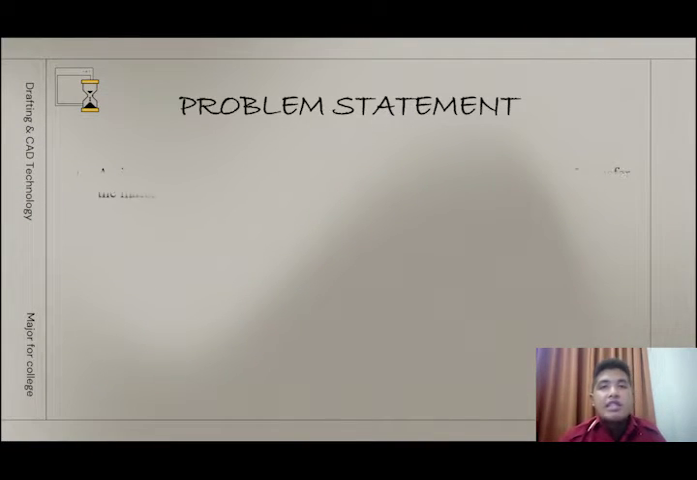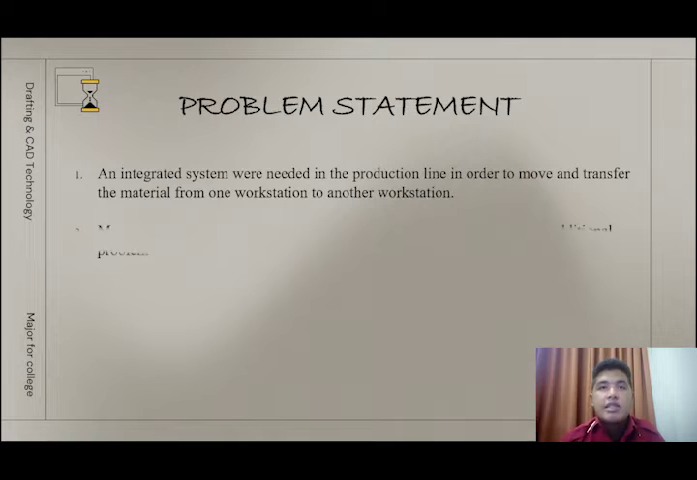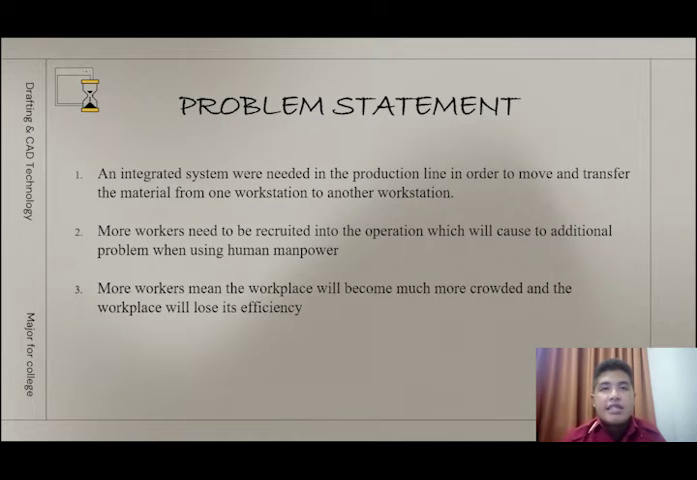So next is problem statement. So there are four main problem statements for this project. First, an integrated system is needed in the production line in order to move and transfer the material from one workstation to another workstation.